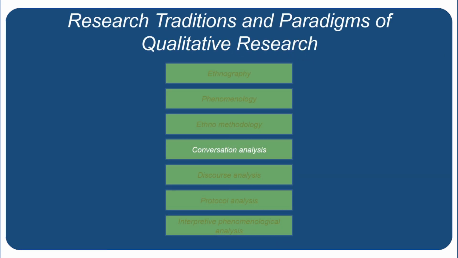Now, the next important tradition in qualitative research is conversational analysis. In conversational analysis, it has been pointed out that individuals create a social order. So, conversations do not take place in a chaotic manner. They are organized in terms of shared knowledge and also rules and regulations. So, conversational analysis helps to understand human behavior through conversations.